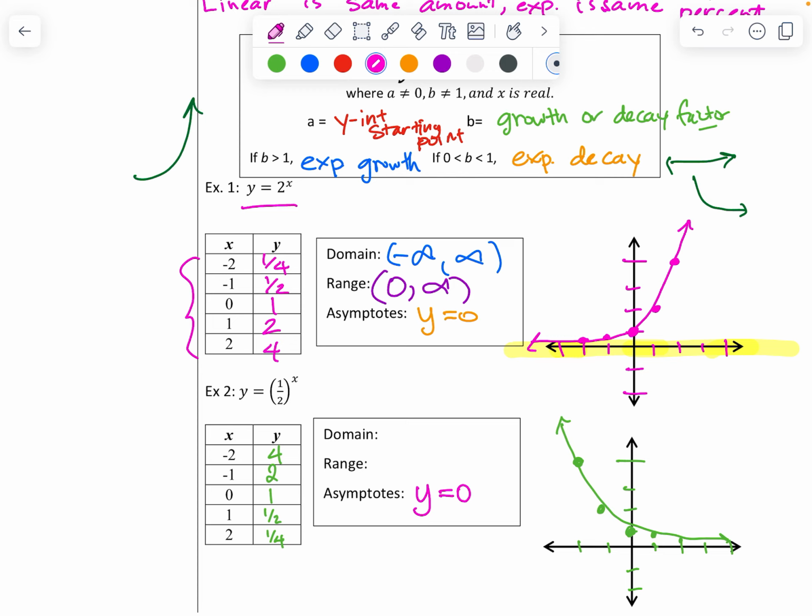The domain is, again, from negative infinity to positive infinity. Now the range, is the range the same? Well, actually it is. It also goes from 0 to infinity, but it does not include 0.